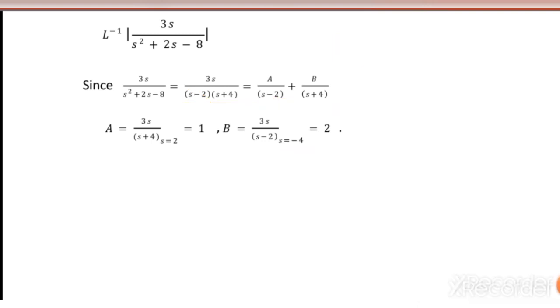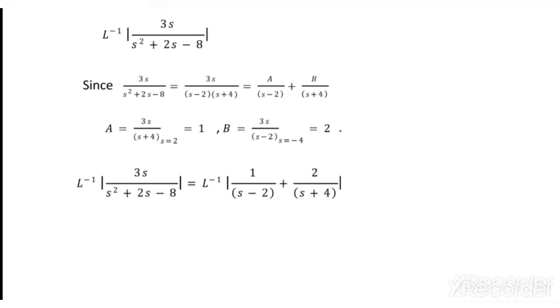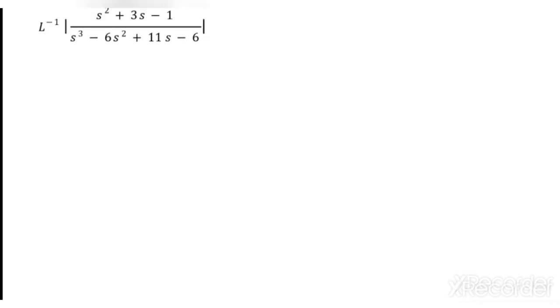So we'll have two terms separately, L inverse of 1 over s minus 2 and 2 by s plus 4. Each gives an exponential because we have the result that L inverse of 1 over s minus a is e power at. That's why L inverse of 1 over s minus 2 is e power 2t. L inverse of 1 over s plus 4, here a is minus 4, and 2 is outside, so 2 times e power minus 4t. Correct? Understood?